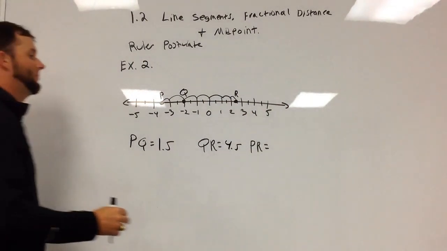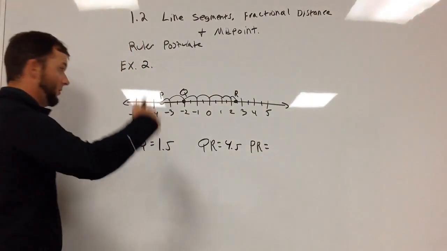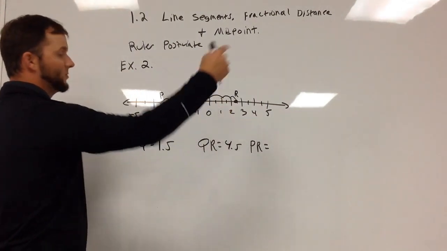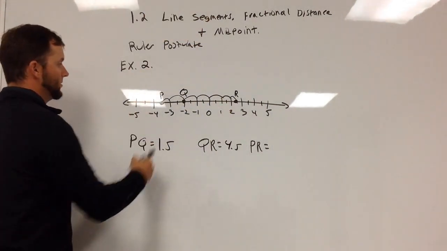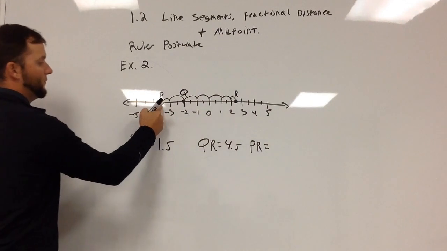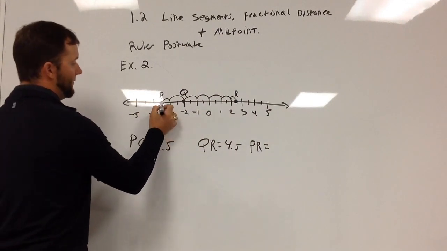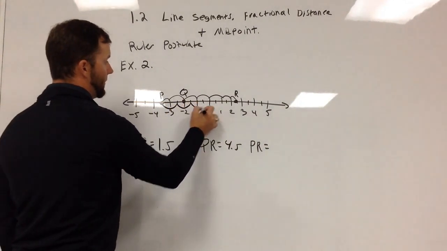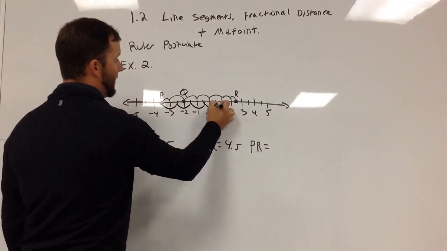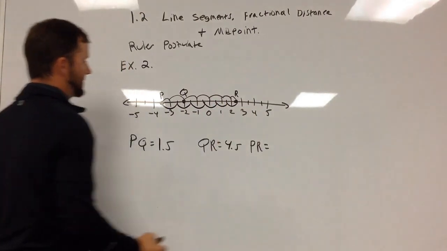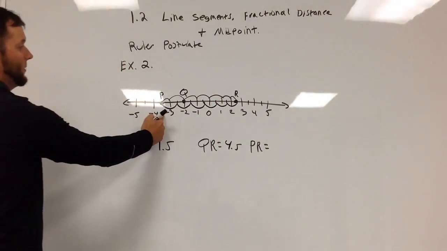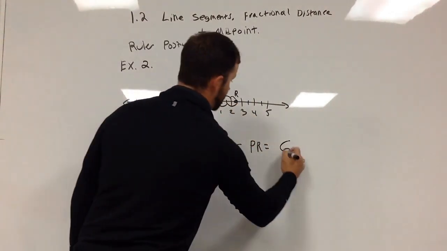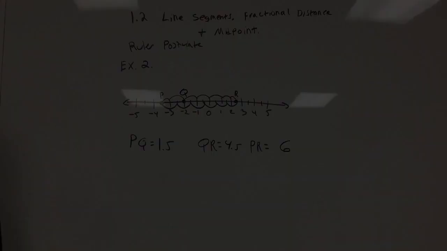And now lastly, I'm going to do the distance from P to R, and I'm going to literally just count again. On this one, it looks like both of these are sitting on 0.5, so I'm going to count my 0.5s here. Starting from P, I'm going to go from -3.5, I'm going to go 1, 2, 3, 4, 5, and 6. So the distance from -3.5 all the way to 2.5 is going to be 6. And that's how you use the ruler postulate.